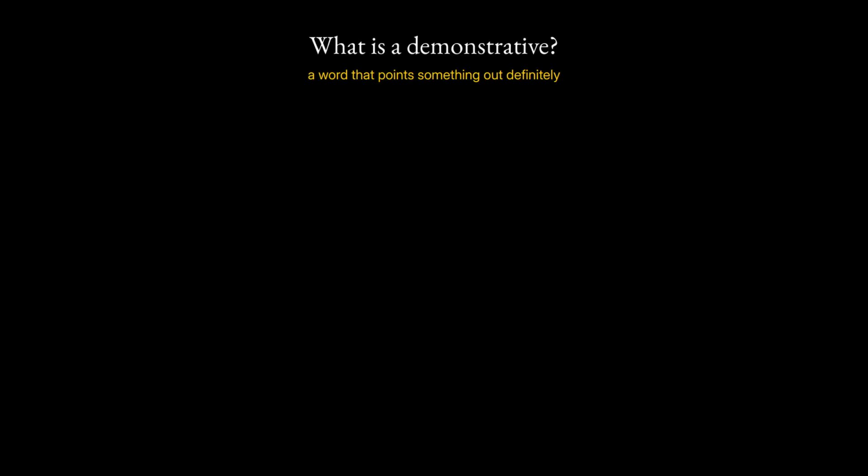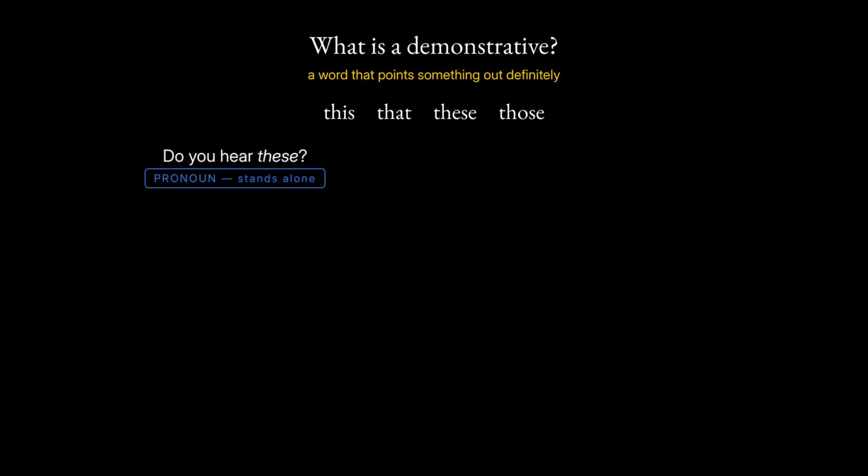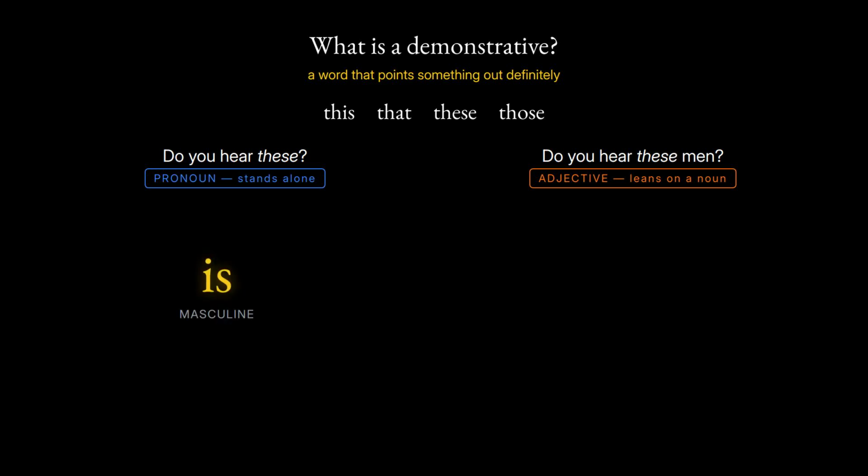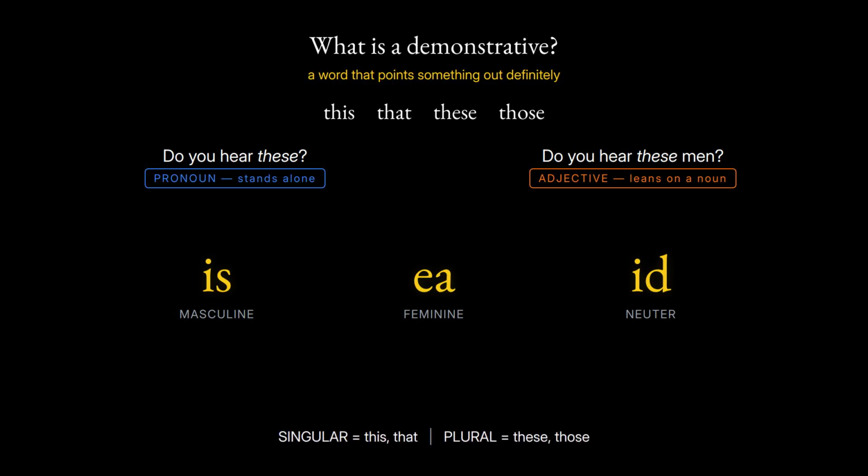A demonstrative is a word that points something out definitely. This, that, these, those. Sometimes it stands alone as a pronoun. Do you hear this? Sometimes it leans on a noun as an adjective. Do you hear these men? Latin uses demonstratives both ways, and the commonest one has three genders. Is, ea, id. Masculine, feminine, neuter. In the singular, it means this or that. In the plural, these or those.